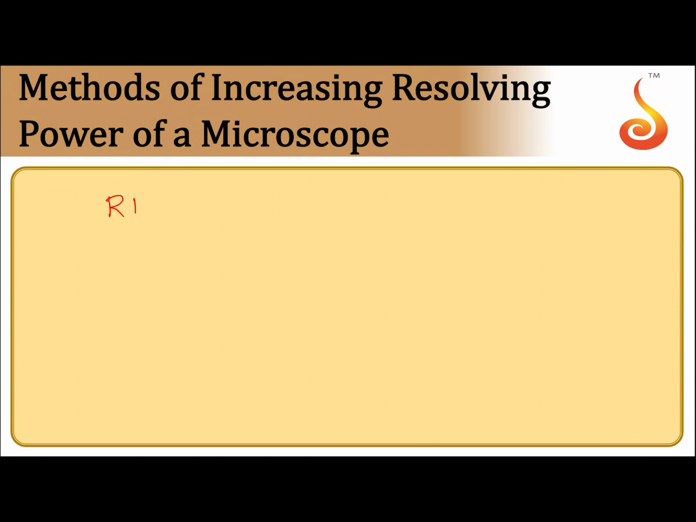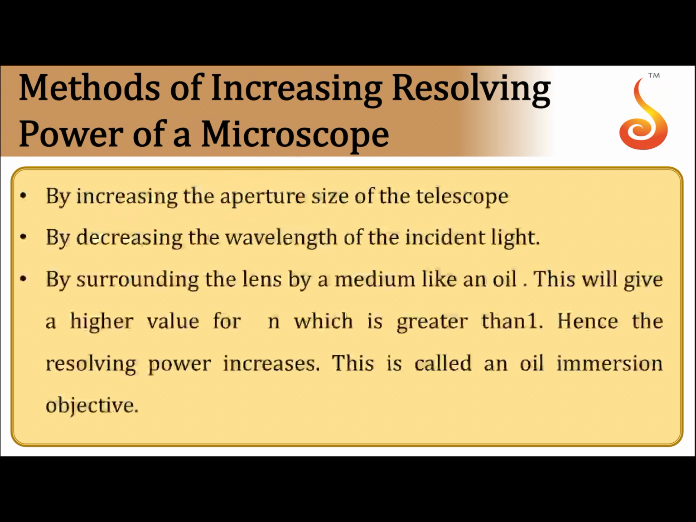So resolving power will be equal to 2n sin beta divided by 1.22 lambda. Resolving power can be increased by increasing the refractive index of the medium between the object and the objective, then by decreasing the wavelength, and by increasing the semi-vertical angle. So accordingly we have different kinds of microscopes. By increasing the aperture of the size of the objective, this is the first one.